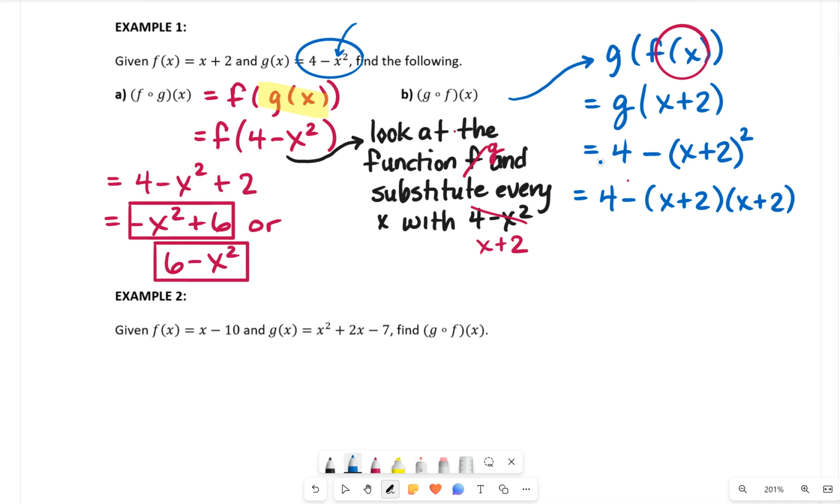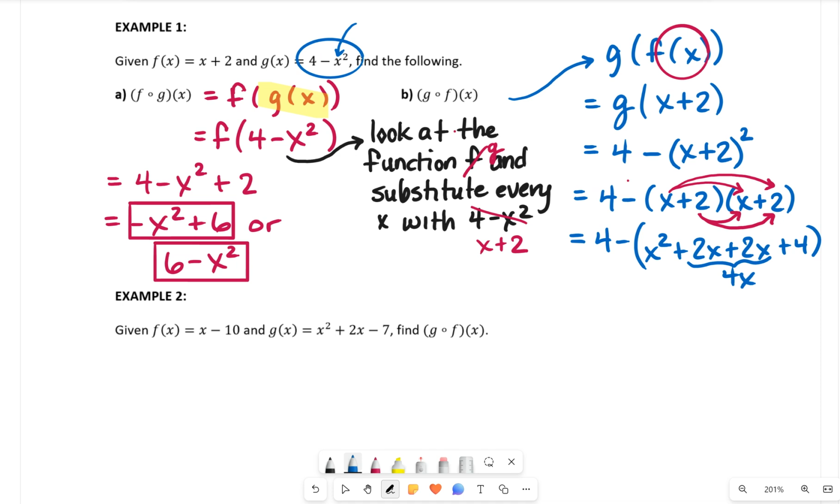I am now going to distribute so that I can expand that multiplication. I'm going to put open parentheses because that minus is going to have to be distributed after, right? So I need to multiply x times x, x times 2, 2 times x, and then 2 times 2. And when I do all that, I get x squared plus 2x plus 2x plus 4. And these here combine to 4x, right?